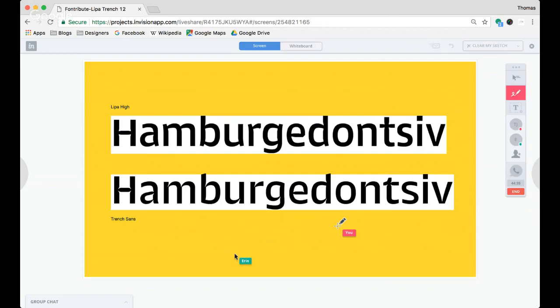Sure. But yeah, that's interesting. At this size, to me, the Lipa does look more like what you would say is a traditional or regular sort of typeface, whereas in Trench, you definitely know something weird is going on because those cuts look really out of place. So let's check out our next slide.